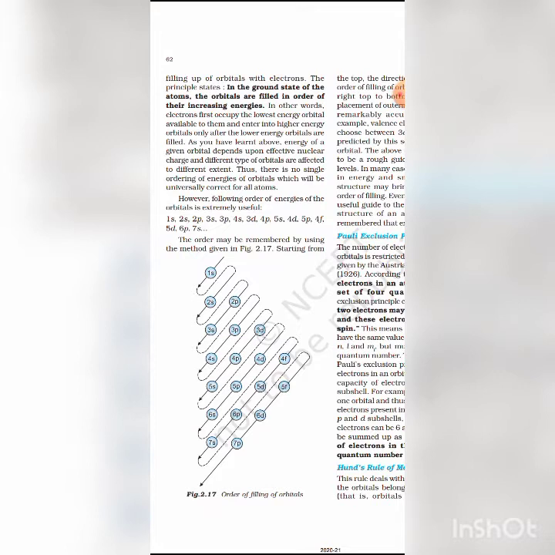Okay, so according to the above principle, we know that in the ground state of the atoms, the orbitals are filled in order of their increasing energies. In other words, electrons first occupy the lowest energy orbitals, then they enter into the higher energy orbitals. Clear?